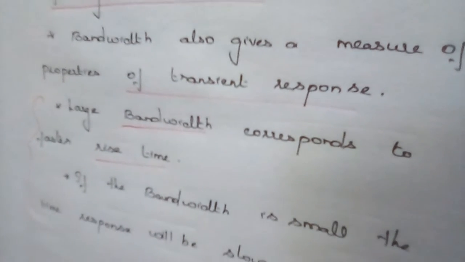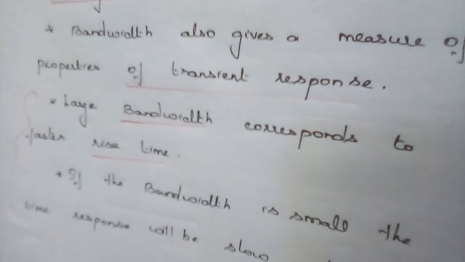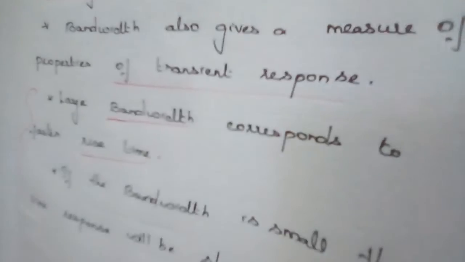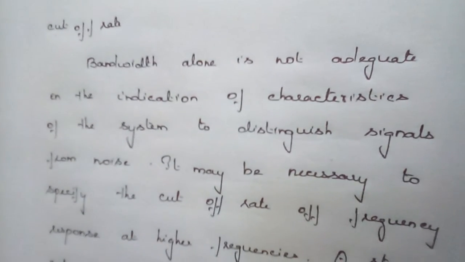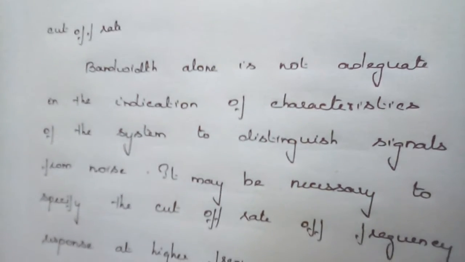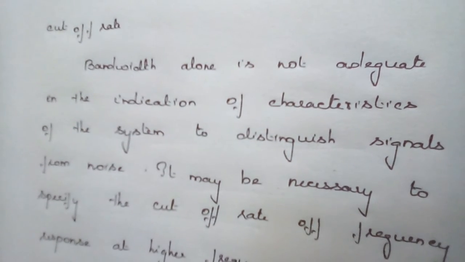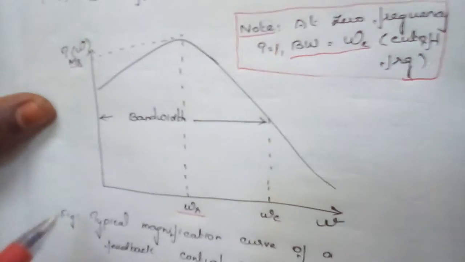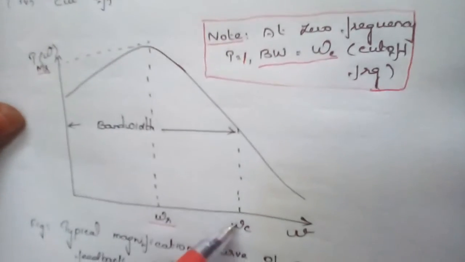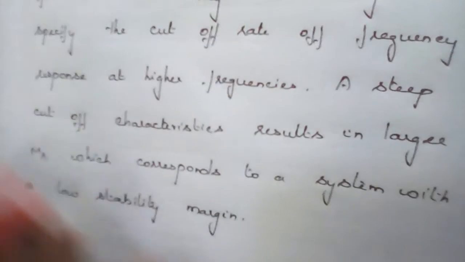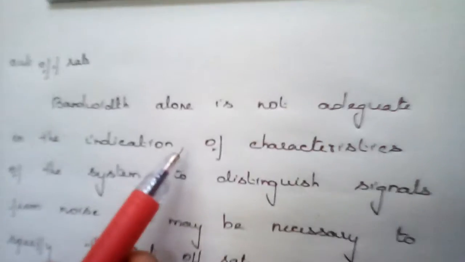And next, the last definition in our frequency response specification is the cutoff rate. Cutoff rate is defined by means of the magnification curve. This cutoff rate alone is not an adequate indication of the characteristics of any system to distinguish signals from the noise.